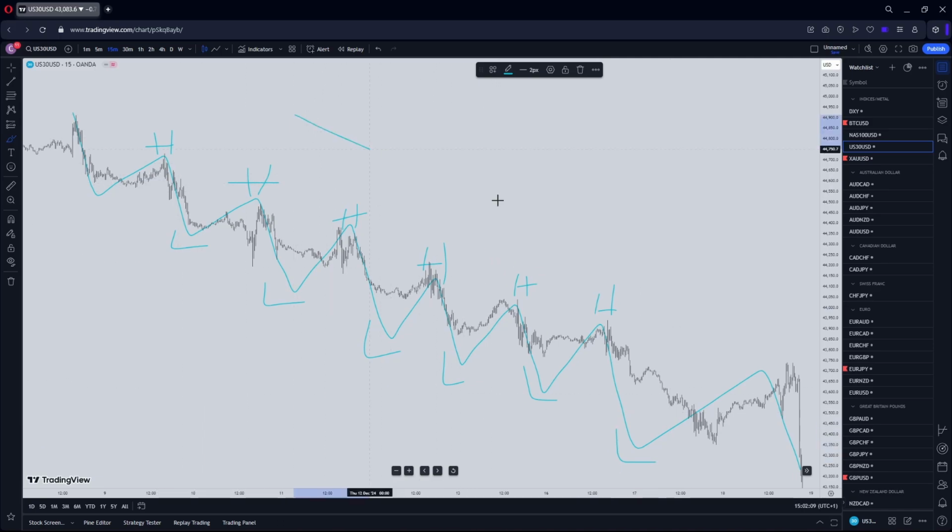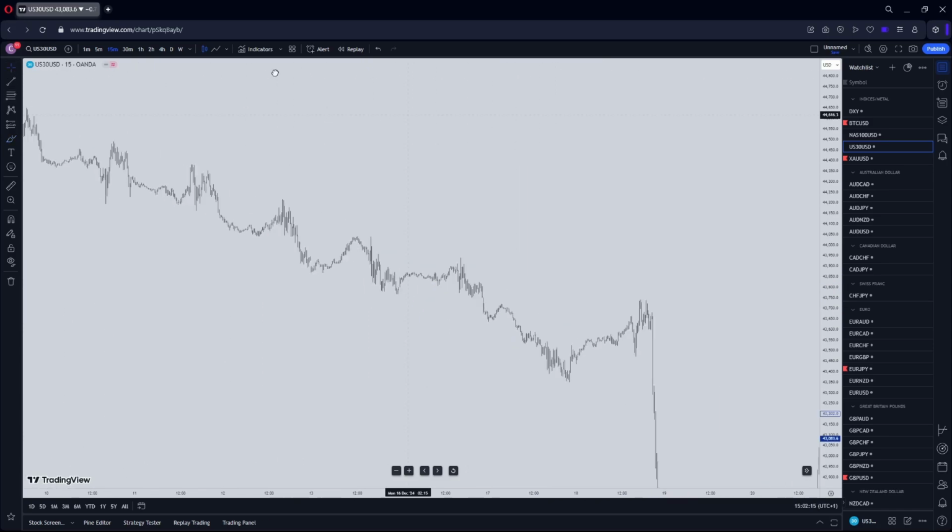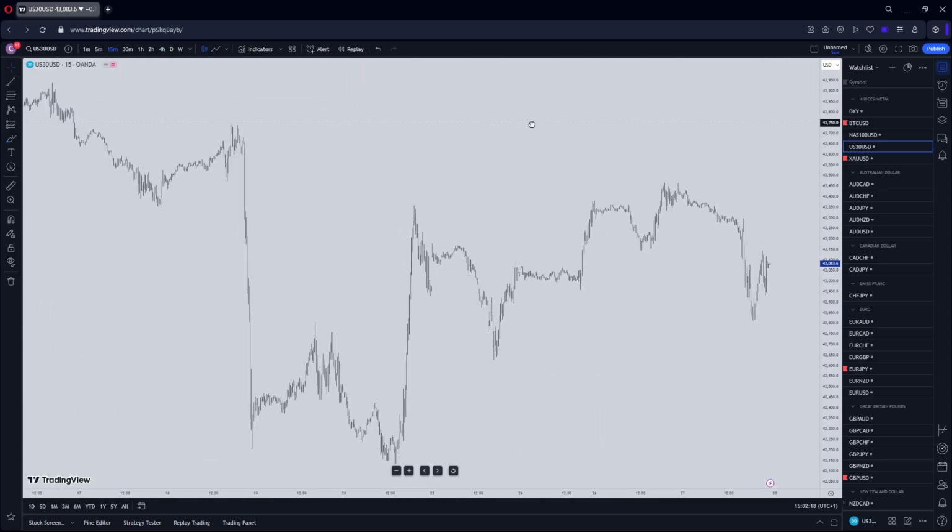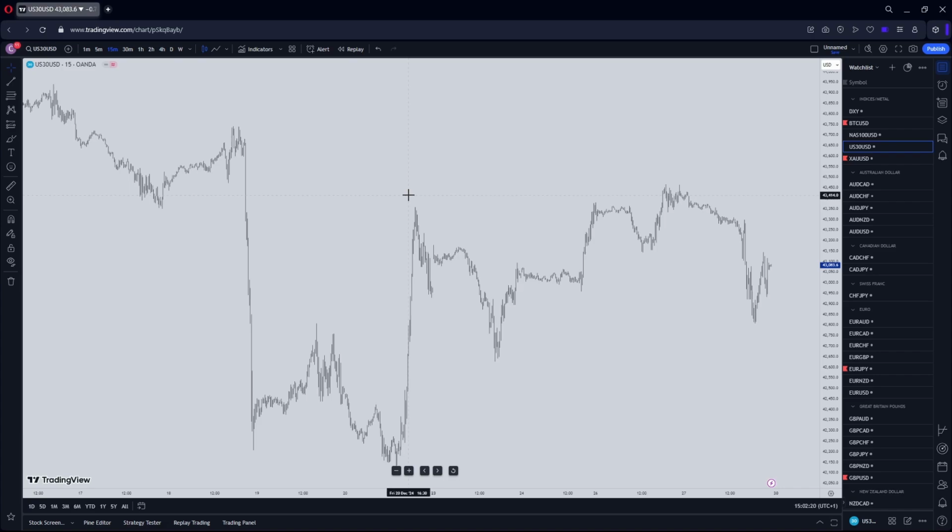What does that simply mean? This movement is a downtrend, in a downwards direction. Simple as that. Once you understand that, it makes life easy for you.